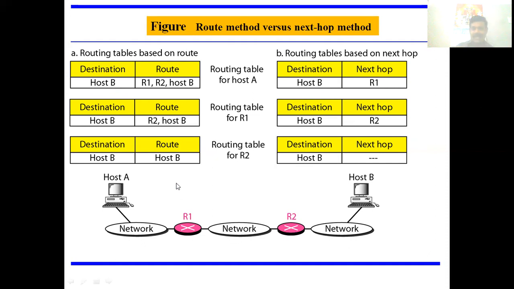So this is the next hop method. In this next hop method, we will have the information regarding the next hop only, and we will not have the information about the entire route.